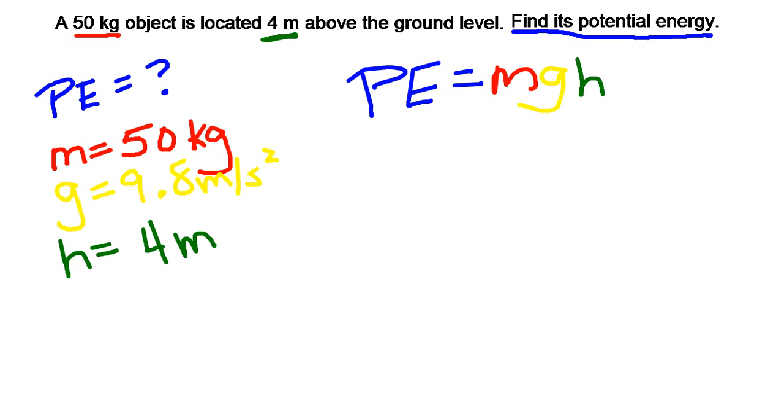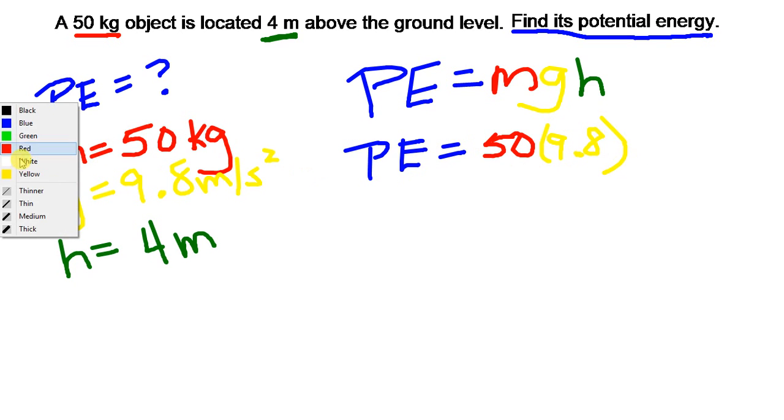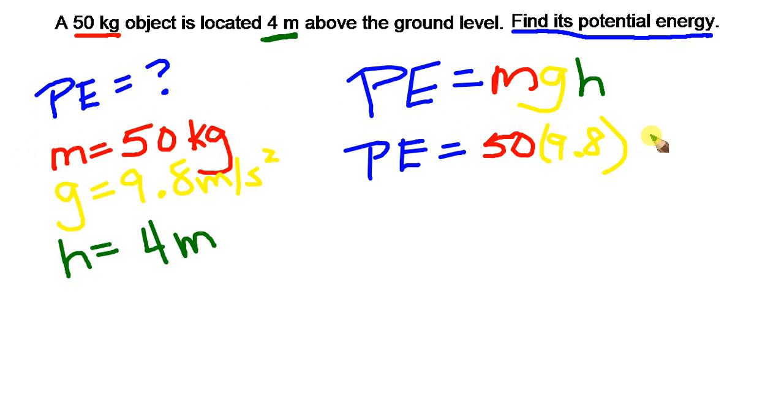Next, I am going to replace my variables with the numbers I determined them to be. So I'm trying to find PE. I don't know it yet. PE equals, my mass is 50. G is always 9.8. And my height is 4.